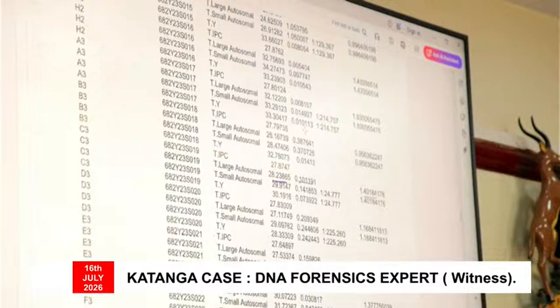My lord, I'm making reference to page 56, Defense Exhibit 5. Do you see the ratios? T small. Yes. Is that 0.07? Sample 19. Yes, TY is 0.07. And T small? 0.14.